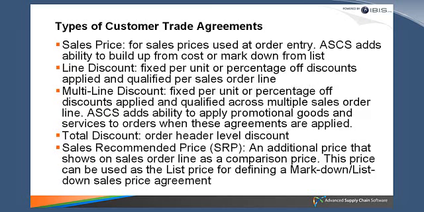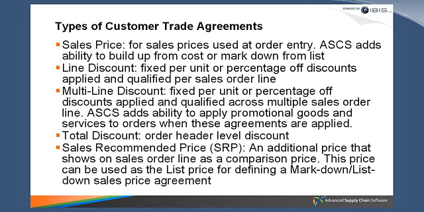So when we talk about trade agreements, what kind of trade agreements do we have? We have sales price agreements. We have line discount agreements, multi-line discounts, total discounts, and sales recommended price. So sales price agreements are just that. That's a trade agreement that's very specific to creating a date effective sales price for an item or group of items in a customer or a group of customers.